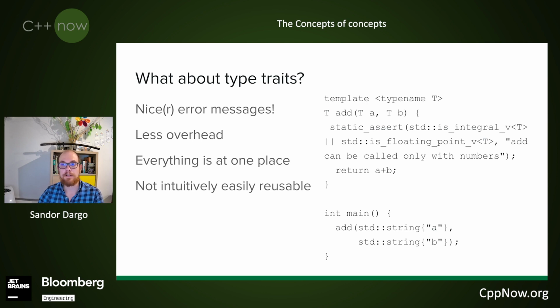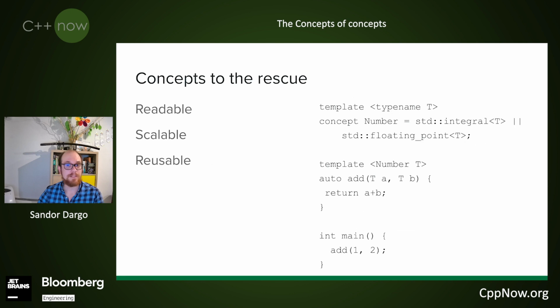And instead of forbidding certain types, you go the other way around. You make some expectations, but still, it's not intuitive and not easily reusable. So here come concepts to the rescue, because they provide a readable, scalable, yet reusable solution to constrain the template arguments.